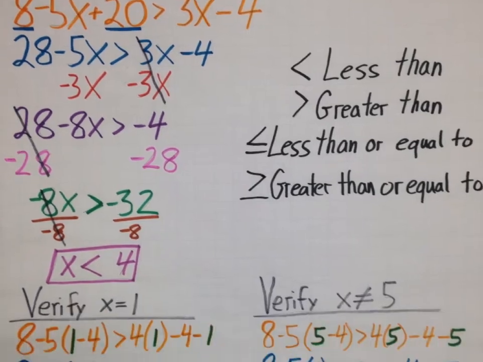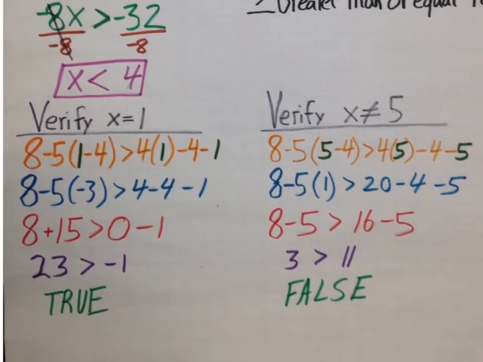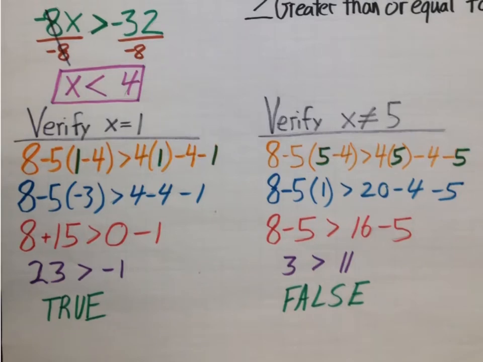Alright, now next we want to look at verifying our problem. So in order to verify, we're going to choose a number that should be true. So if I say x is less than 4, I choose a number less than 4. So I chose 1. You can choose any number as long as it's less than 4, and we're seeing if that number is true to see if we solved it right. So all I did is I took 1 and I plugged it in for all the x values. Right here where the 1, 1, and 1 are, were x's. So we replaced all the x's with 1.